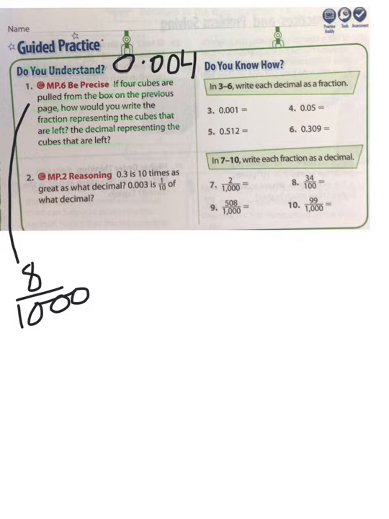Or as a decimal, we'd have nothing in our ones place, nothing in our tenths place, nothing in our hundredths place, and an 8 in our thousandths place. So we would have 8 thousandths. All right, let's look at number 2.